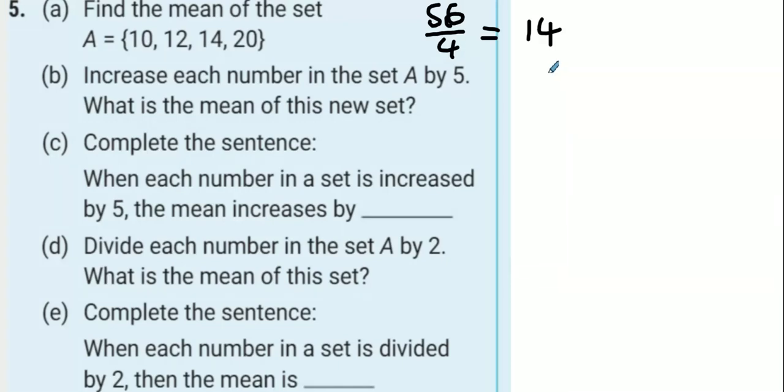Now, here's what we've got to do next. Increase every number by 5. So it's no longer 10, it's no longer 12, it's no longer 14, and it's no longer 20. You've got to get a new average for this now. It should be 19.